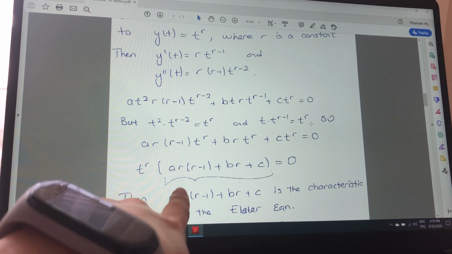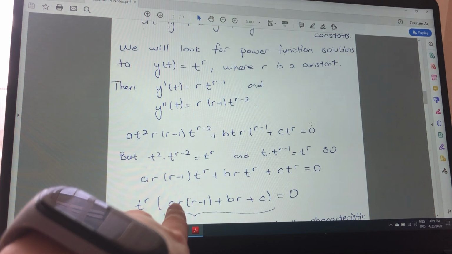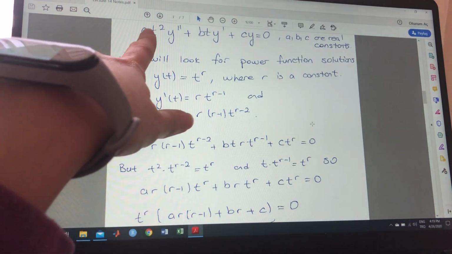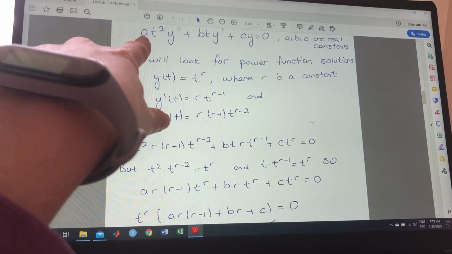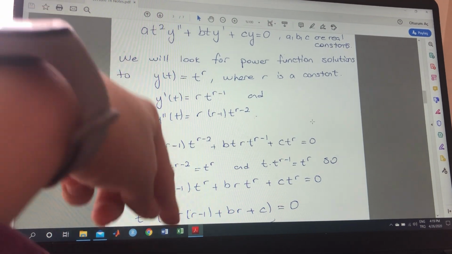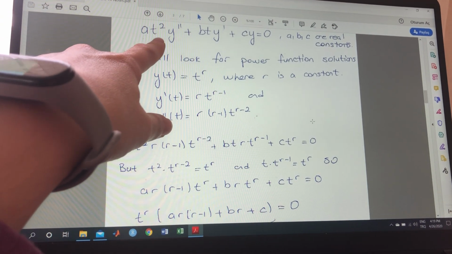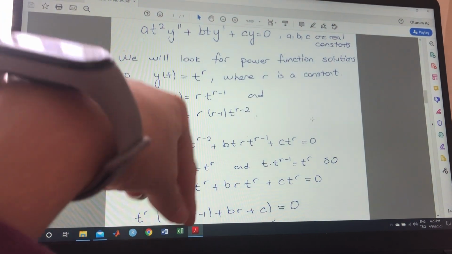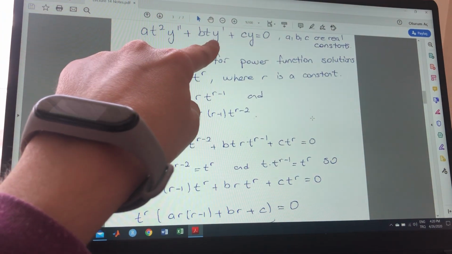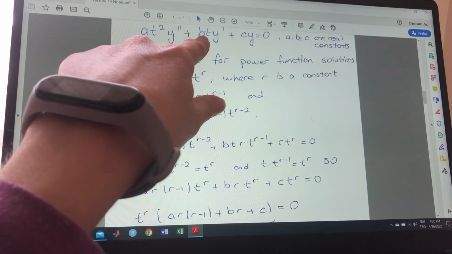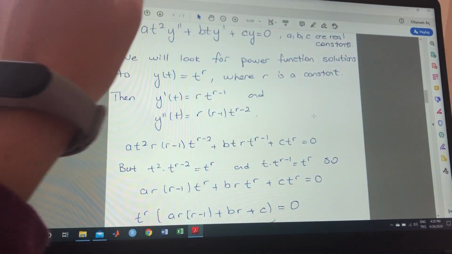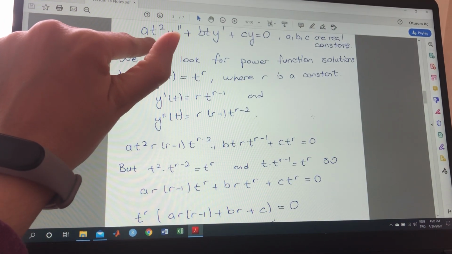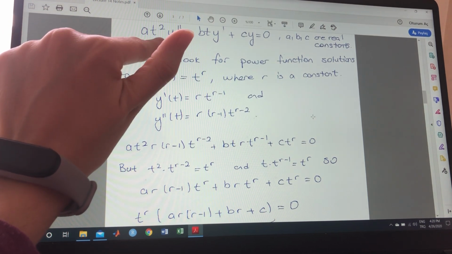So the characteristic equation for Euler's equation is a r(r minus 1). So a r(r minus 1). a stays here as the coefficient of the second order term. r times (r minus 1) comes from the second order term's power. And for the first order term, it is again br plus c. So just for the second order term, you are taking a r times (r minus 1).